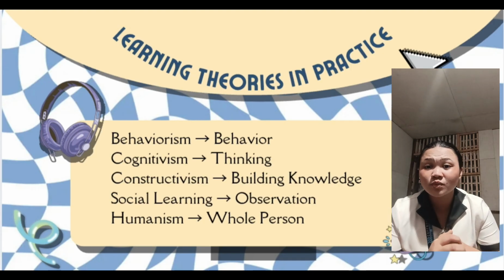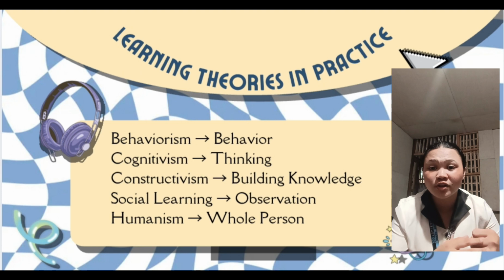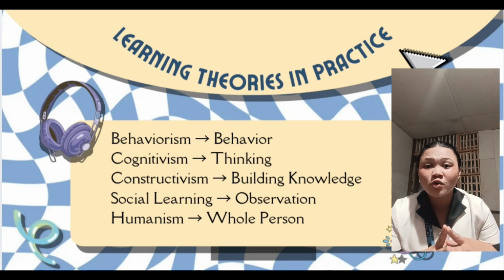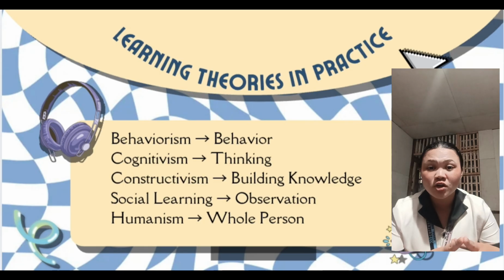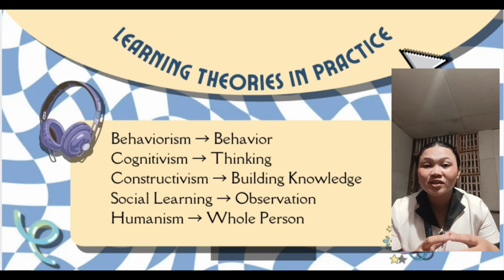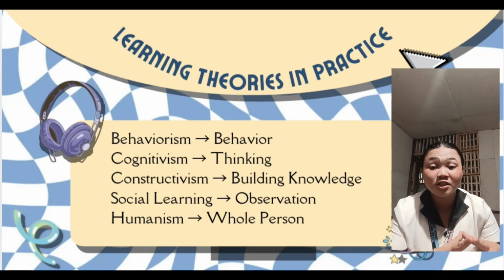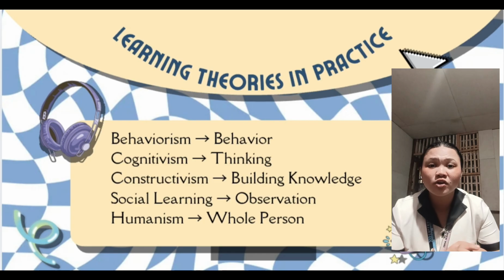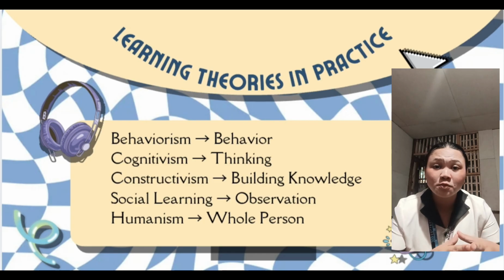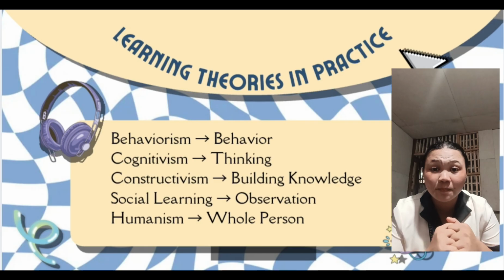Now to summarize, we discussed five major learning theories. Behaviorism focuses on observable behavior. Cognitivism focuses on thinking and mental processes. Constructivism focuses on actively building knowledge. Social learning theory focuses on learning through observation and modeling. And lastly, humanistic theory focuses on the whole person and their personal growth.